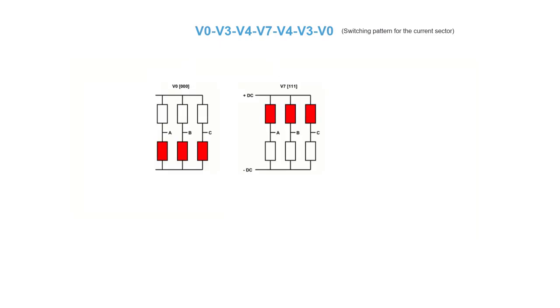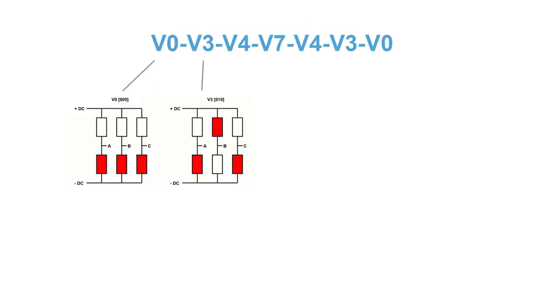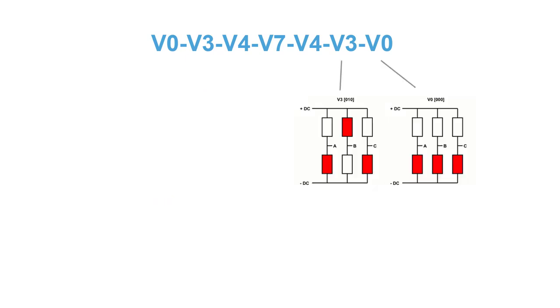So does it really matter which one we use in the switching pattern? The answer is yes, it matters, and here's why. Let's focus on the switching pattern for a second. While we transition from the null vector V0 to V3, we only change the states of the switches along phase B, while we keep the rest of the switches at the same state. The same is true when we transition from V3 back to V0.